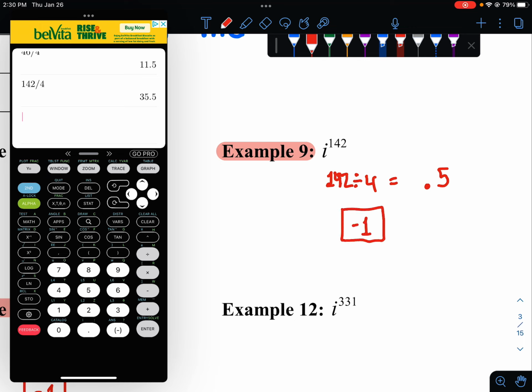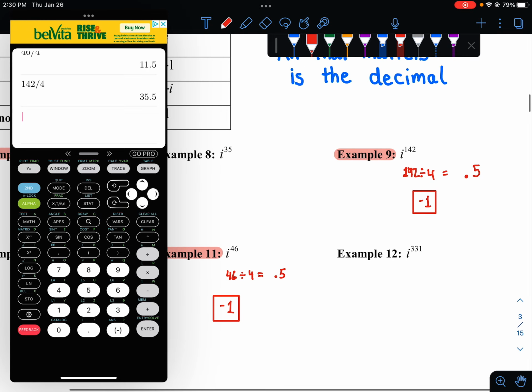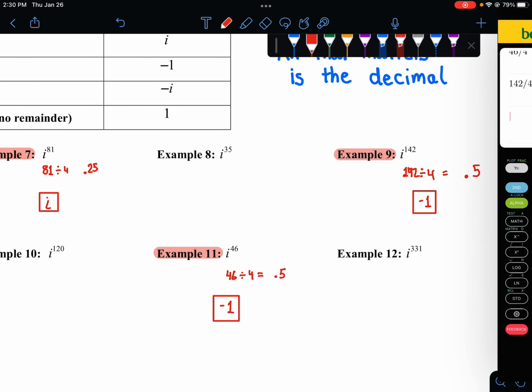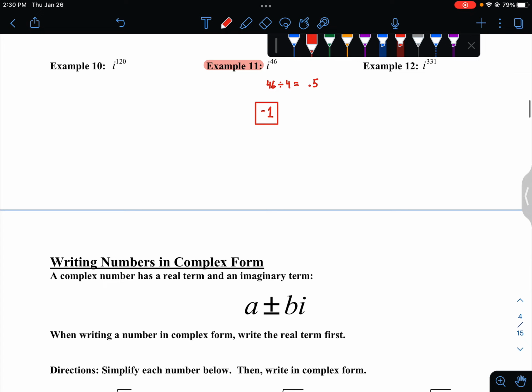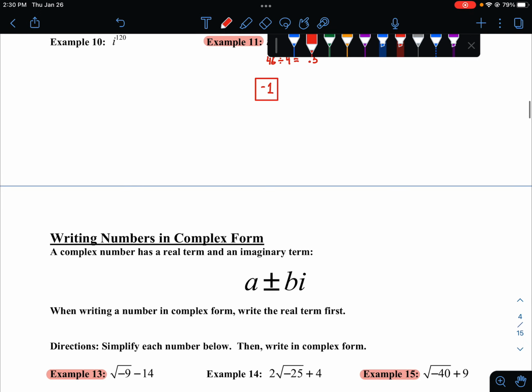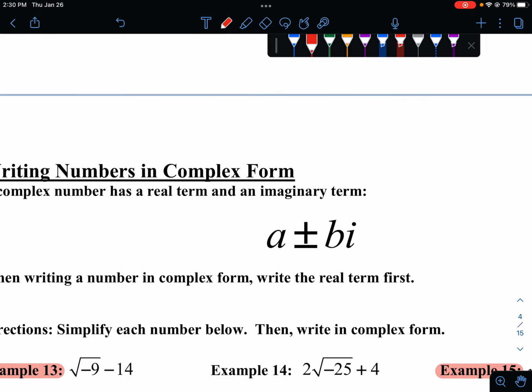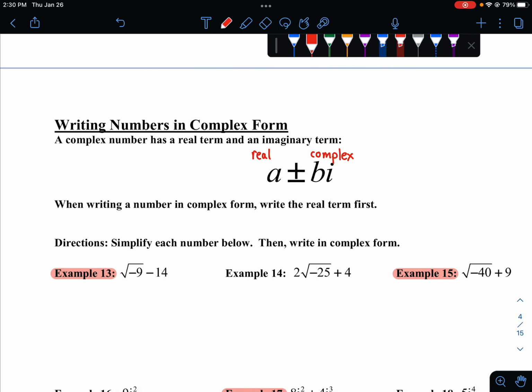So when you do those other three on your own, just pay attention to the decimal. You go right up to your chart, and then that will tell you how to simplify those. Now, when we write these in complex form, we always want the real part first, and then the complex part. If you have i, it's kind of the opposite of what you would expect. You would expect the i to come first because we're sometimes treating it like a variable, but we're not going to do that.